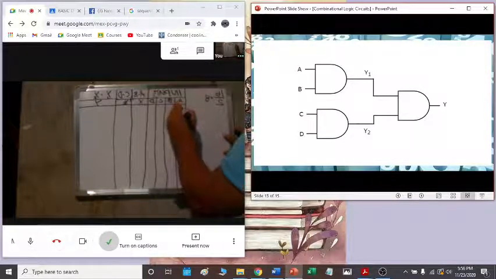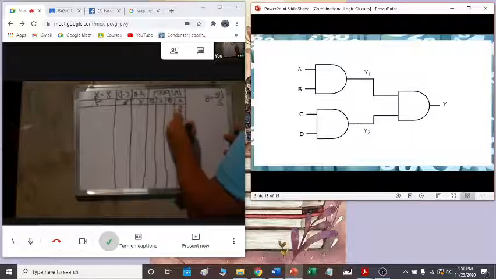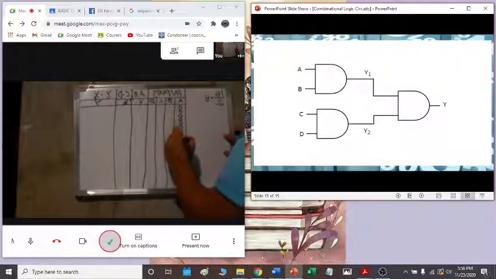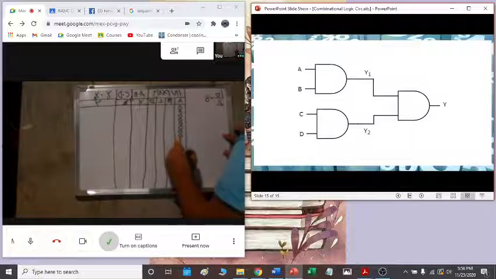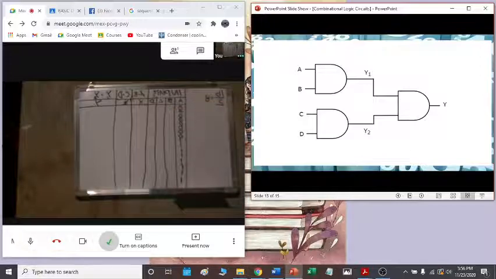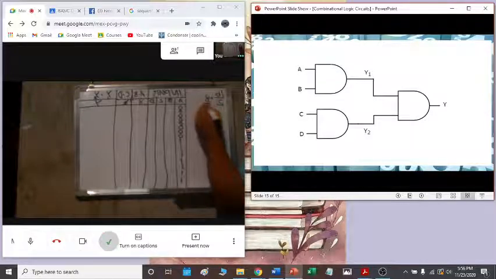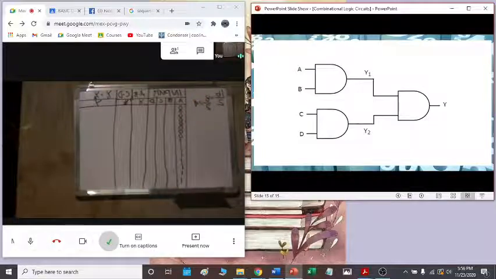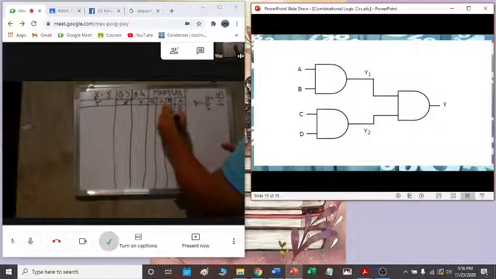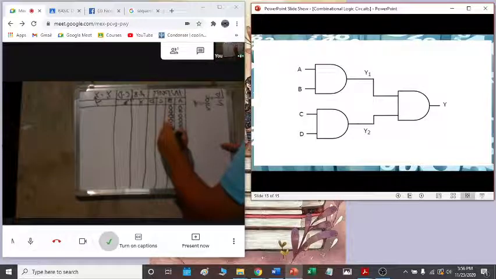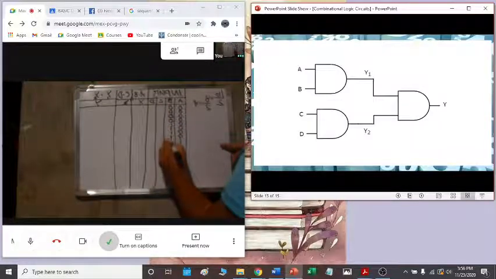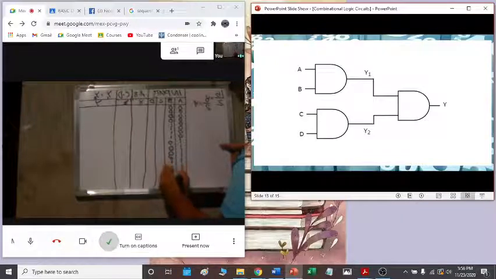So 8 zeros and 8 ones. For B, it becomes smaller. So 8 divided by 2 is equal to 4. So we have 4 as the pattern. So 0 and 1. So 0, 0, 0, 0, 1, and then another 4 zeros, and then another 4 ones.